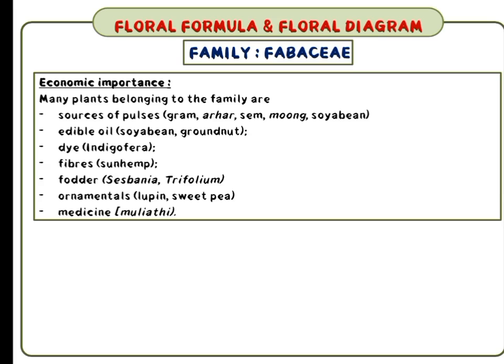And what is the economic importance? Many plants which belong to this family are used as a source of pulses, that is gram, moong dal, soya bean. Then we get edible oil, groundnut oil, soya bean oil, and we can use them as what? Dye. Okay, preparation of dye. Then we can use them as fibers, fodder, ornamentals and medicine. So these are the economic importance.